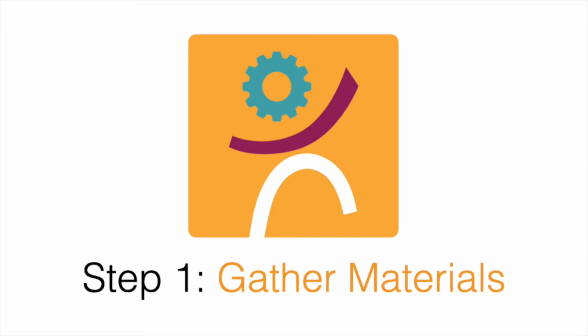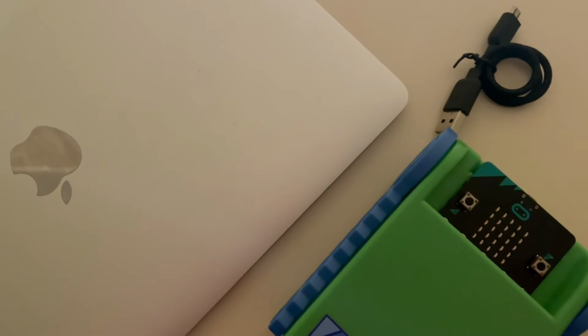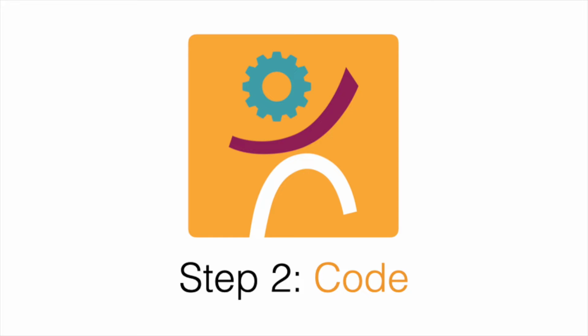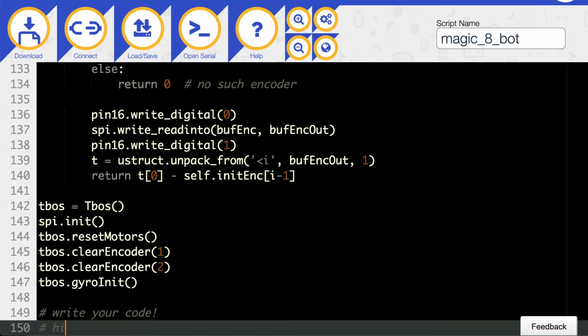Step 1. Gather materials. Gather a computer, a Trashbot, and a micro USB. Step 2. Code. Code your Trashbot to display a random message on its screen when it is shaken. The message should be arbitrarily selected from a list of messages. You can customize these messages on your own. Hint: you will need a function that generates random numbers.